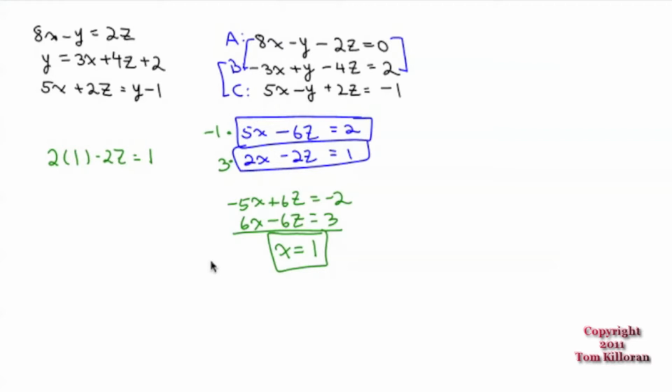Negative 1. So you get negative 2z is equal to negative 1. And z therefore is equal to a half. That's okay. It's not a horrible fraction.